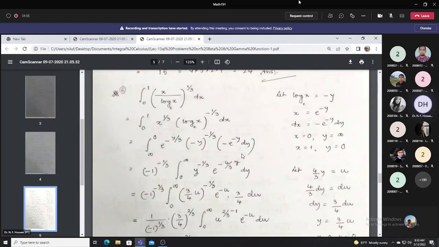So x by ln x whole to the power 1/3. X to the power 1/3 into log x whole to the power minus 1/3.